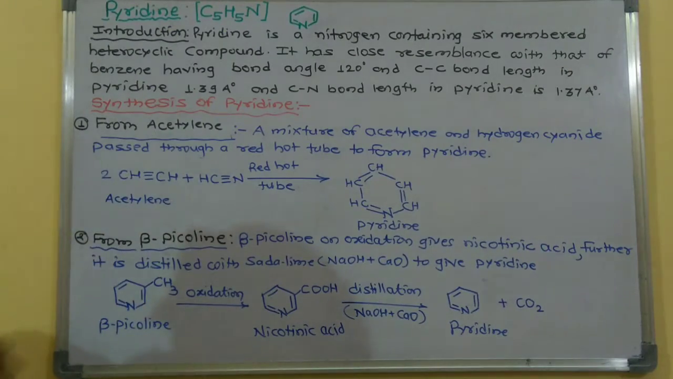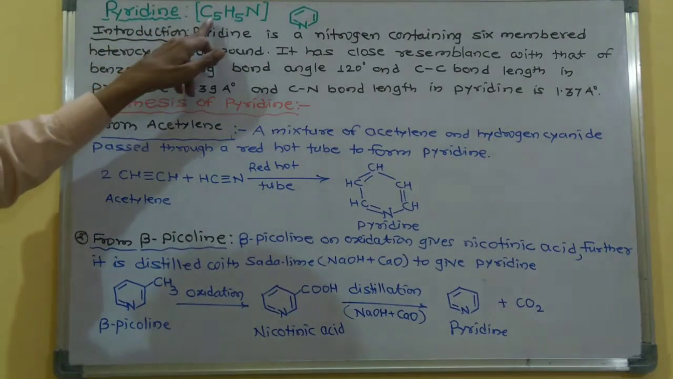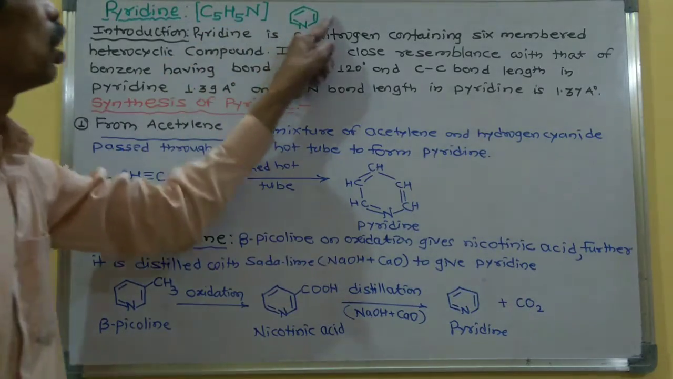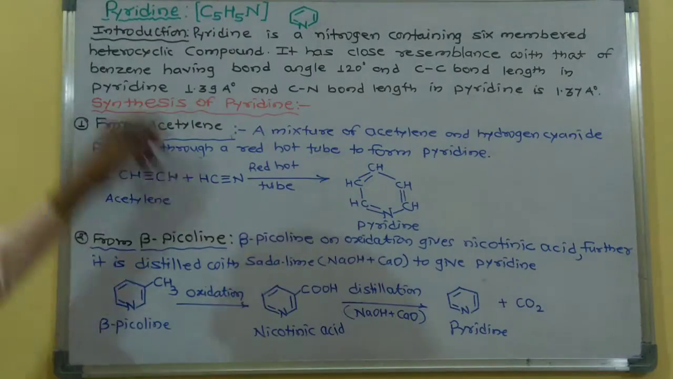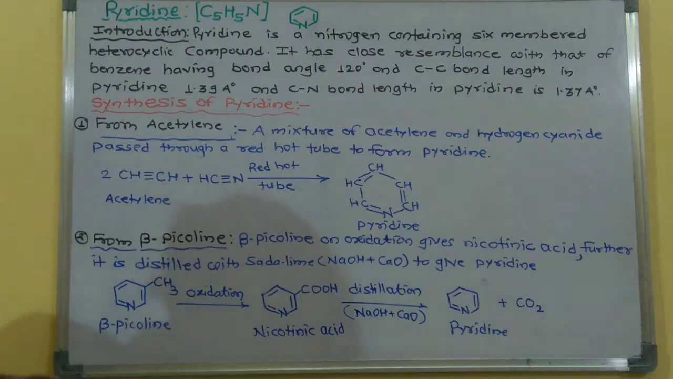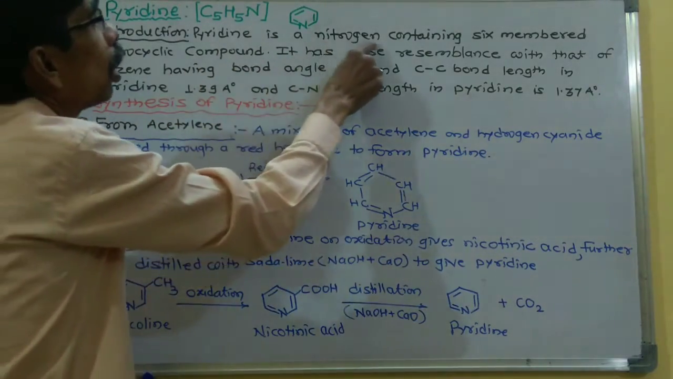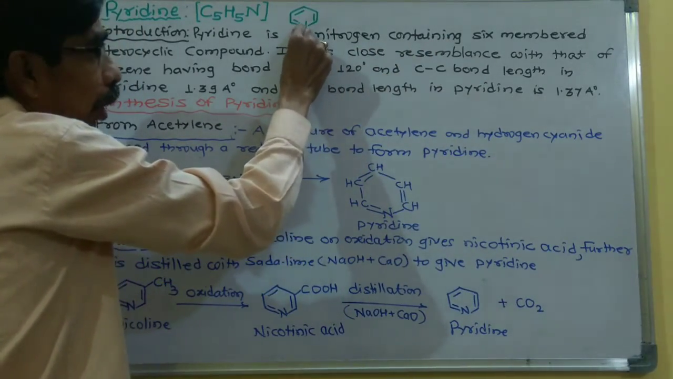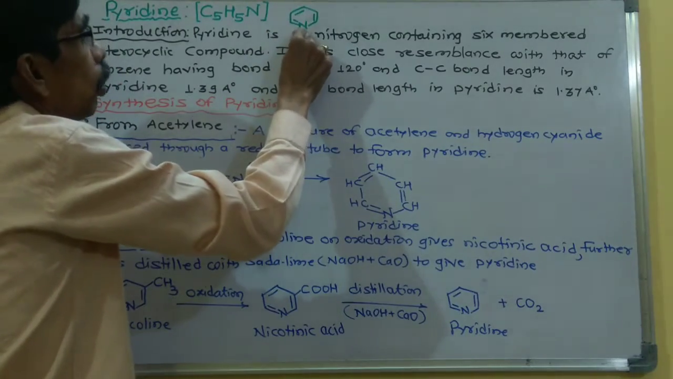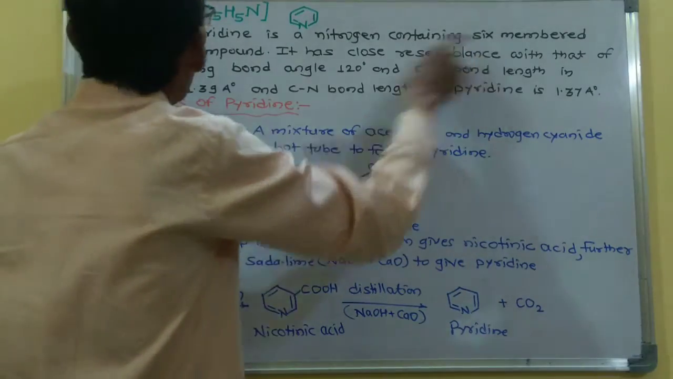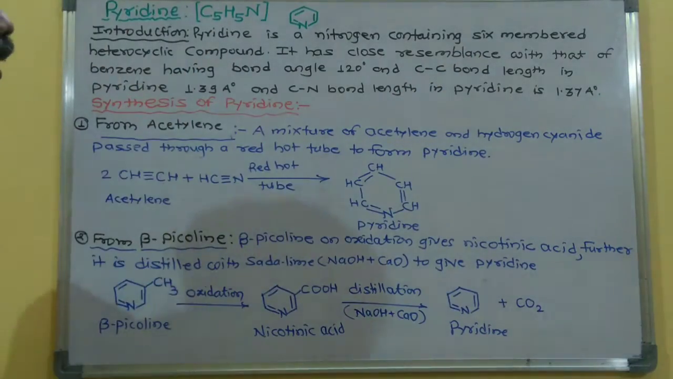The next topic is pyridine. Pyridine has the molecular formula C5H5N, and this is the structure of pyridine. Now, the introduction: pyridine is a nitrogen containing 6-membered heterocyclic compound, meaning in its ring 1 nitrogen atom and 5 carbons are present. So therefore it is a 6-membered heterocyclic compound.